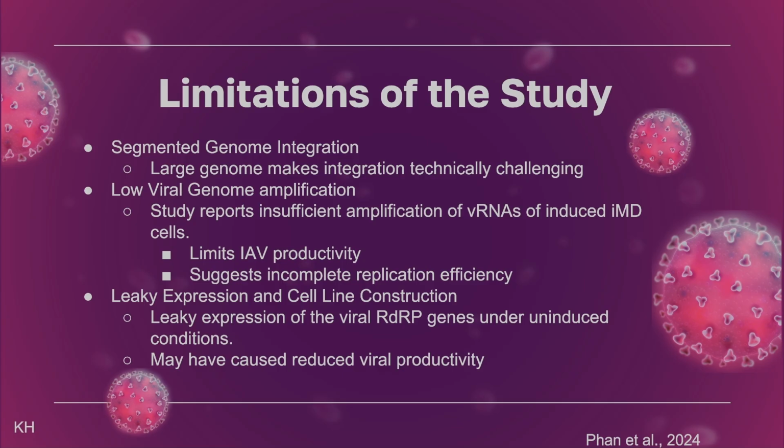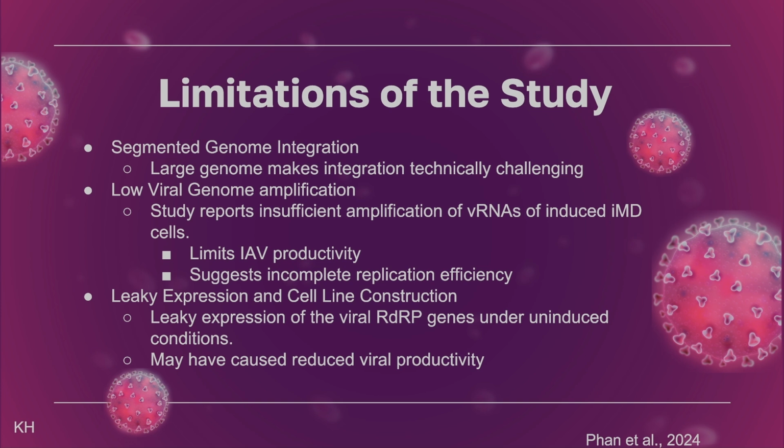An important limitation I also want to take a look at is the leaky expression in the cell line construction of the study. The study found that there was leaky expression of the viral RNA-dependent RNA polymerase genes, even under uninduced conditions. The unintended expression may have placed stress on cells or interfered with the precise timing of viral gene expression, which could ultimately have had an effect on the reduced viral productivity. Going into that as well, this is how we had the low viral gene amplification.